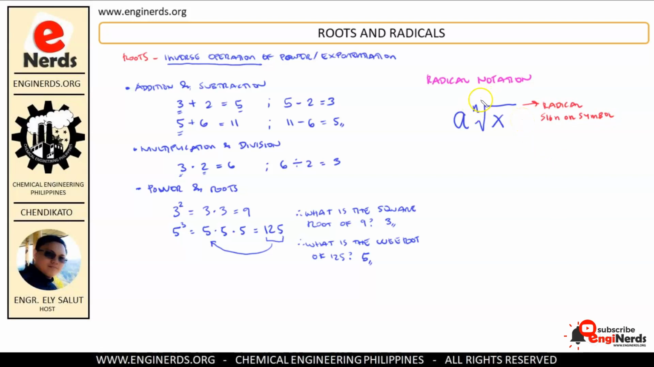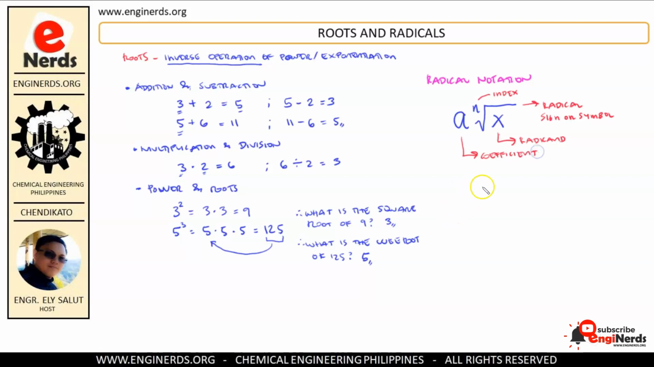Ito namang nakikita nating N na maliit na nandito sa upper left ng ating radical symbol, yan naman tinatawag nating index. Ito naman na nasa loob ng ating radical symbol, yan naman ang tinatawag nating radicand. And the number or a variable na nandito sa left side ng ating radical, ang tinatawag nating coefficient.